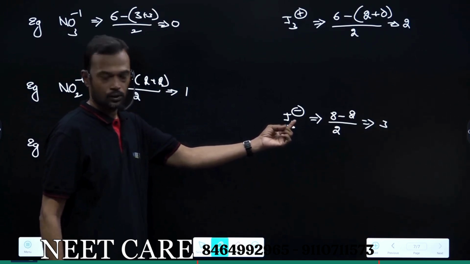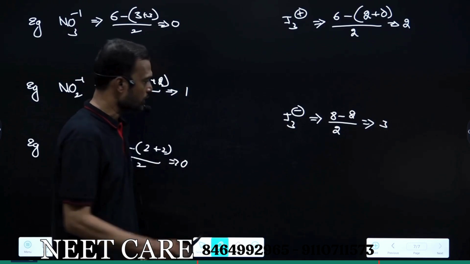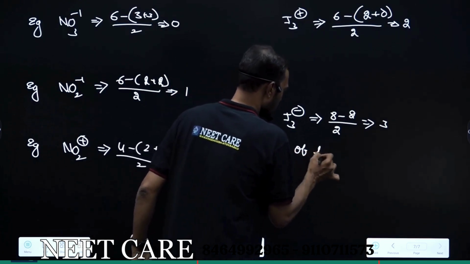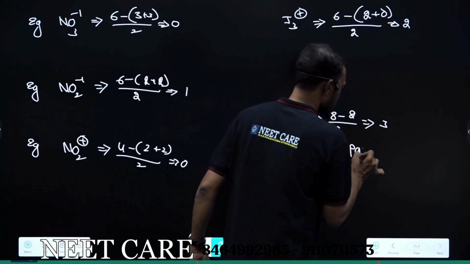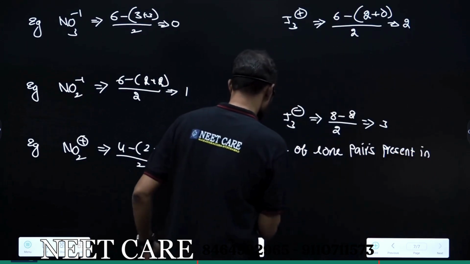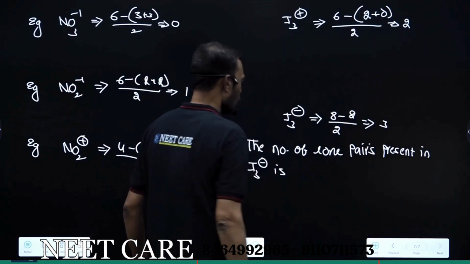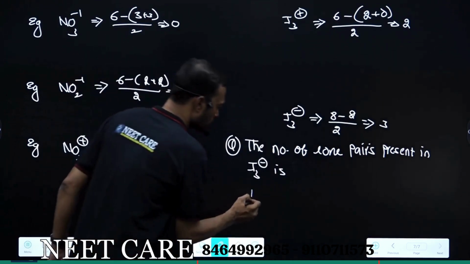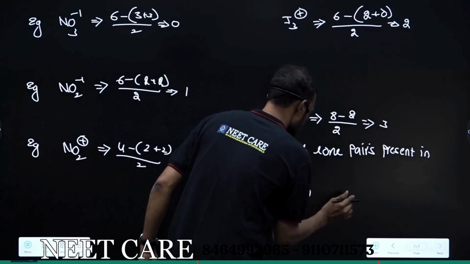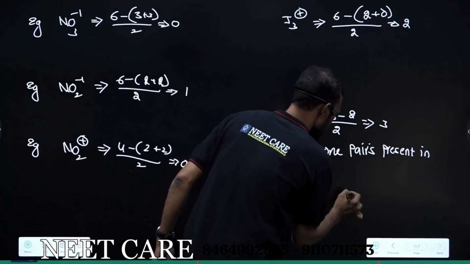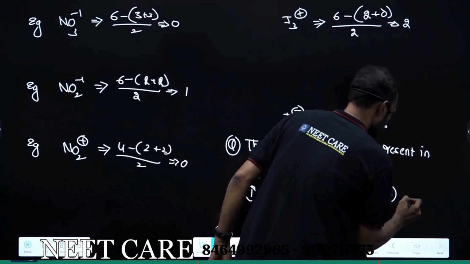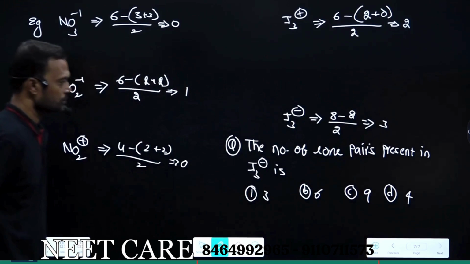How many sigmas are present around I3 minus 1? 2. So this molecule they give, and they ask a question like this: the number of lone pairs present in I3 minus 1 is. How many lone pairs are present in I3 minus 1? Option A, they gave 3. Option B, they gave 6. Option C, they gave 9. Option D, they gave 4.